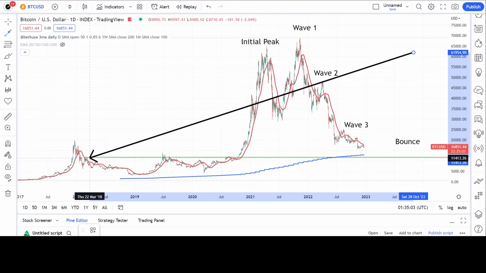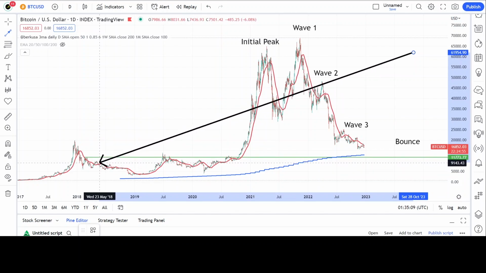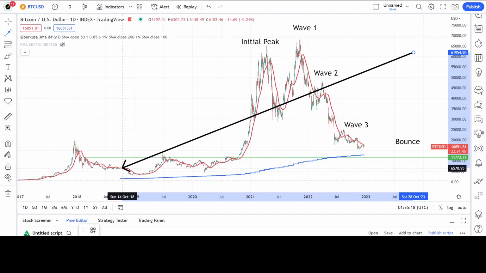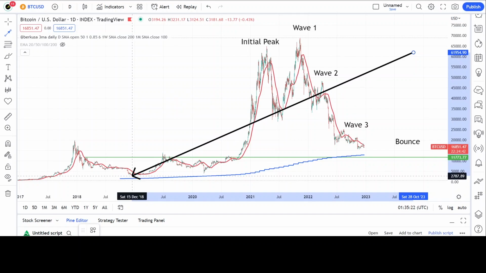It makes it above, not by much, it makes it above the 50-day moving average. We have wave 2 or bounce 2 that also makes it above the 50-day moving average, and wave 3, which also makes it above the 50-day moving average, after which here it goes sideways kind of for a while and then drops to a capitulation point.